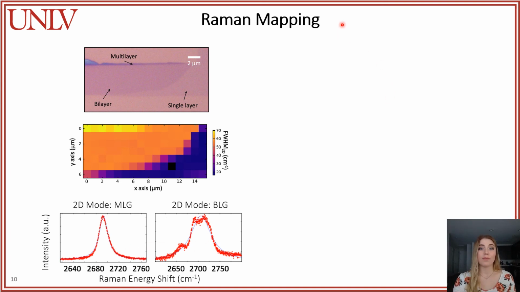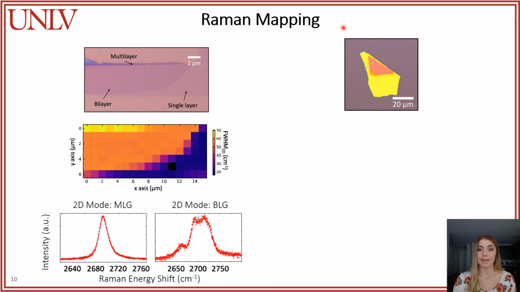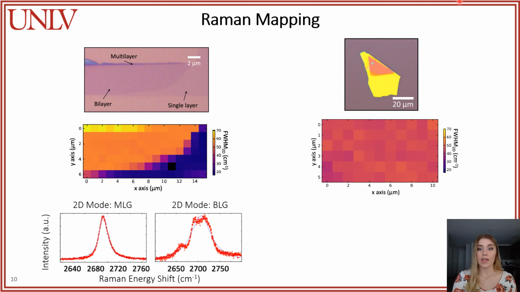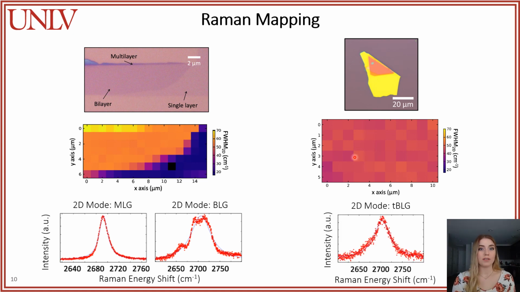And we can apply this same concept to twisted bilayer graphene. So here is the image of the crystal that we created. And then if we do a small mapping of what this looks like, you can see that it's very homogeneous and the width is all in the 40 to 50 inverse centimeter range, which is in between the values for monolayer and bilayer graphene.